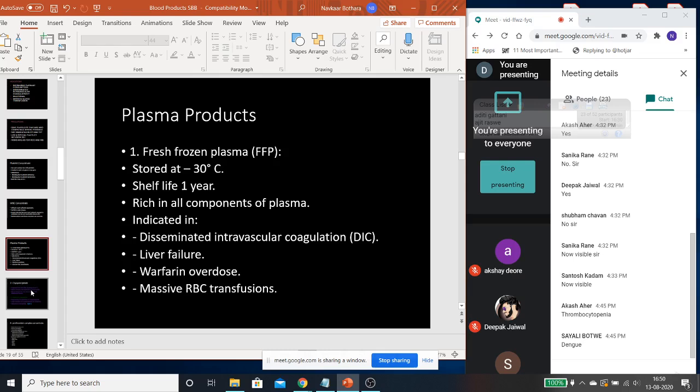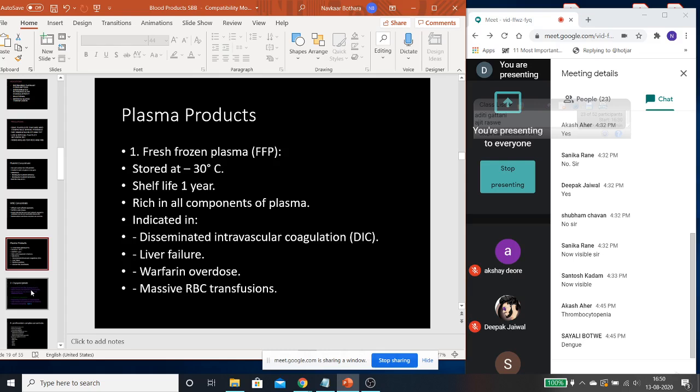Most important, you will be encountering it many times. That is called fresh frozen plasma, FFP. It is stored at minus 30 degrees Celsius. Shelf life is 1 year. That's what I was trying to tell you, that it can be stored for 1 year, but at minus 30 degrees Celsius. And whole blood you cannot keep at minus 30 degrees Celsius for this much time, because it will acquire big volume and cost will increase unnecessarily.